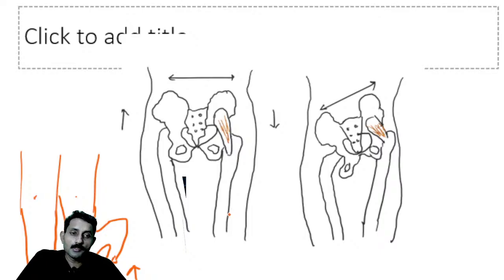What will happen to my pelvis? This is the pelvis. Will my pelvis tilt? It will not tilt. The pelvis is held in position like this. Usually we don't tilt like this when we stand. So that stabilization of the pelvis is done by a muscle. What is that muscle? That muscle we saw now. What is that muscle? Gluteus medius and minimus. So two muscles are there, gluteus medius and minimus.